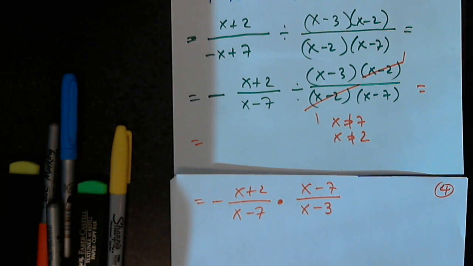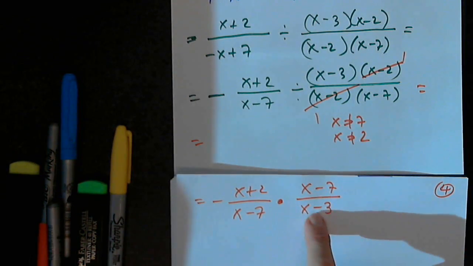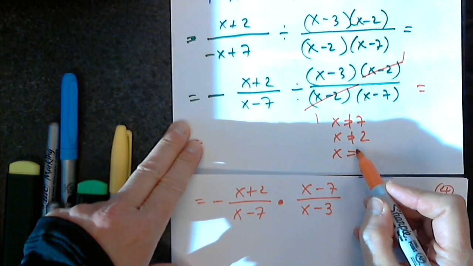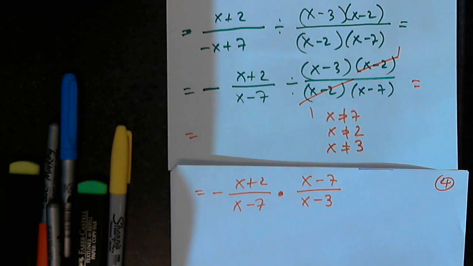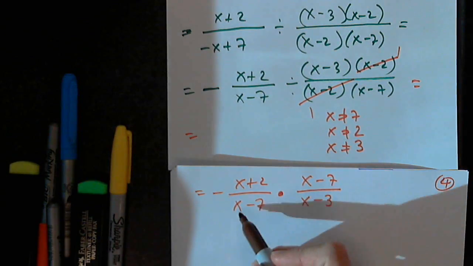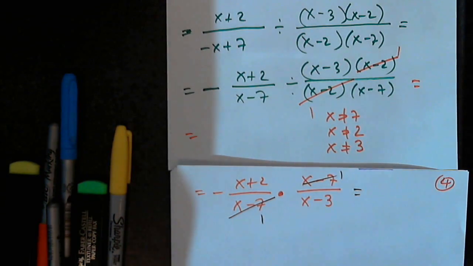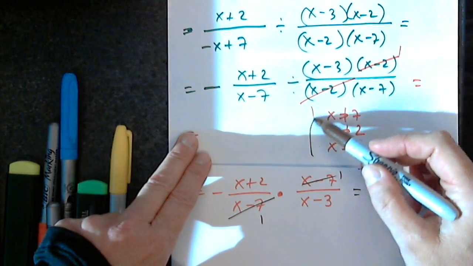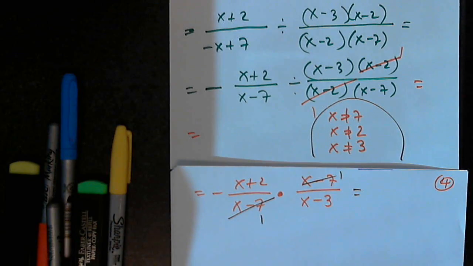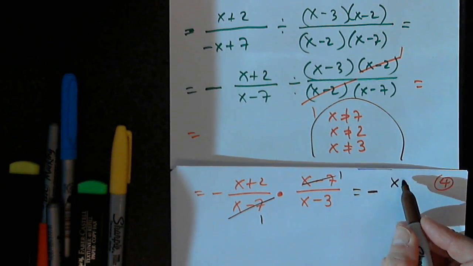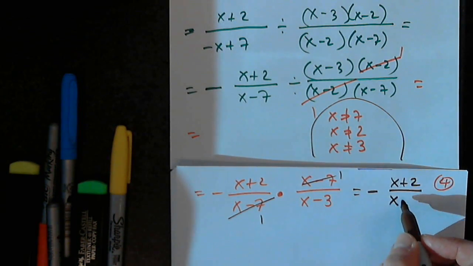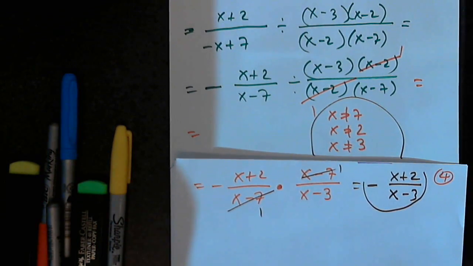So I have to add one more restriction. Which restriction has to be added to the list? From here, x cannot equal 3. So now I'm ready to further simplify if I can. Is there anything I can get rid of now? X minus 7, please put 1. And then the final simplified form with the restrictions together is negative outside, x plus 2 over x minus 3.